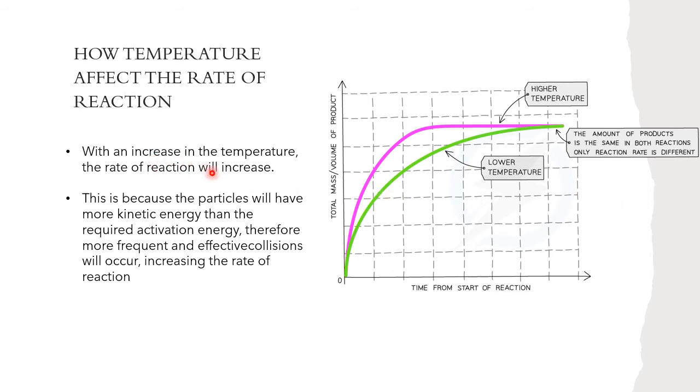Okay, with an increase in the temperature, the rate of reaction will increase. Okay, how? Yang ni lah. The blue line here is the higher temperature and the green one is the lower temperature. This is because the particle will have more kinetic energy than the required activation energy. Therefore, more frequent and effective collision will occur, increasing the rate of reaction.